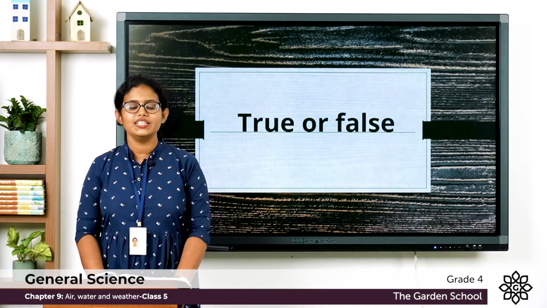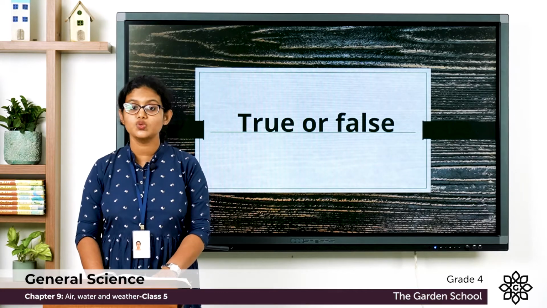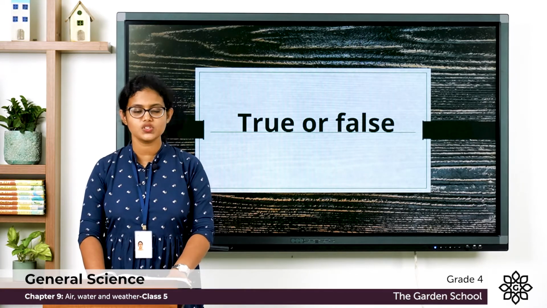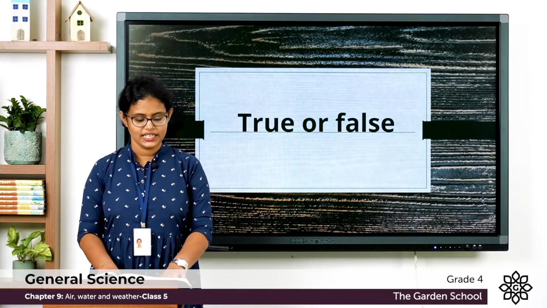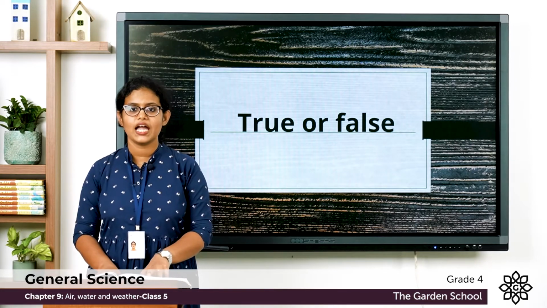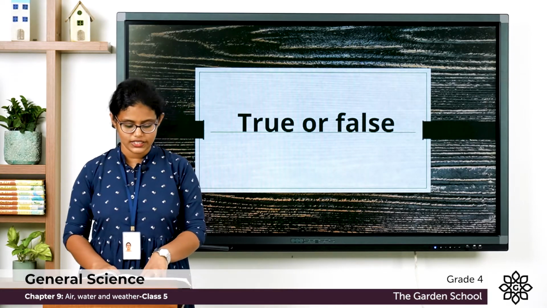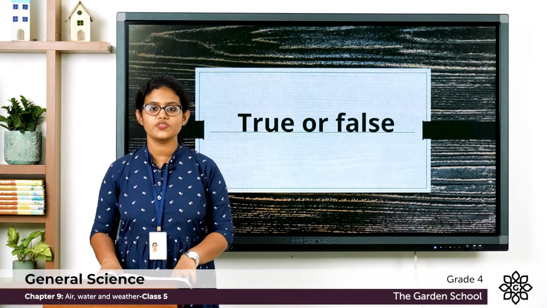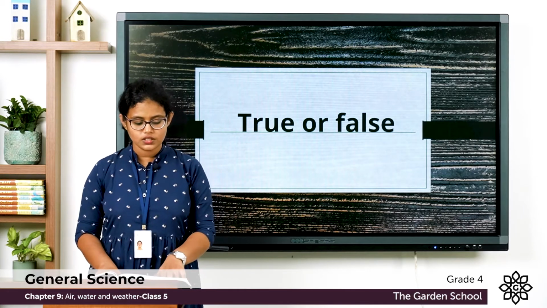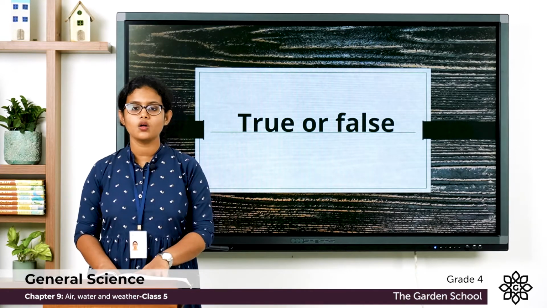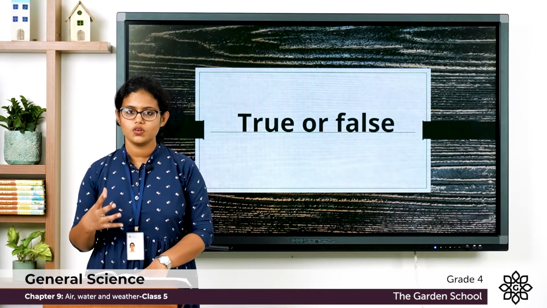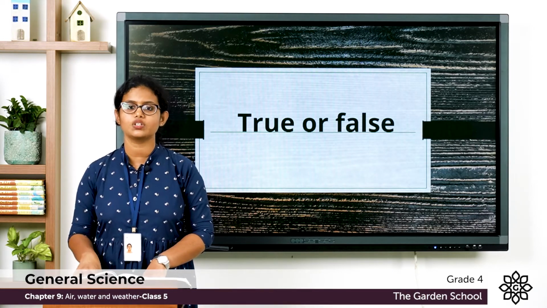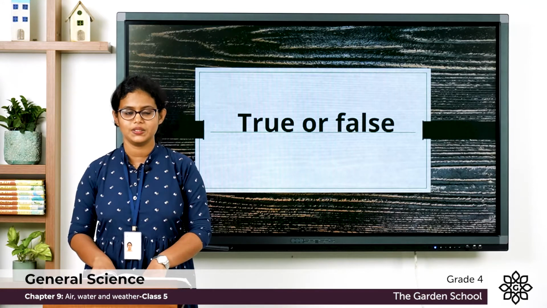Now let's move to the next one, true or false. What you need to do here is, you have to draw a happy smiley if the statement is true and you need to draw an angry smiley if it is false. So see the first one. Weather remains the same all through the year. See whether it is true or false and you can draw the corresponding smiley.